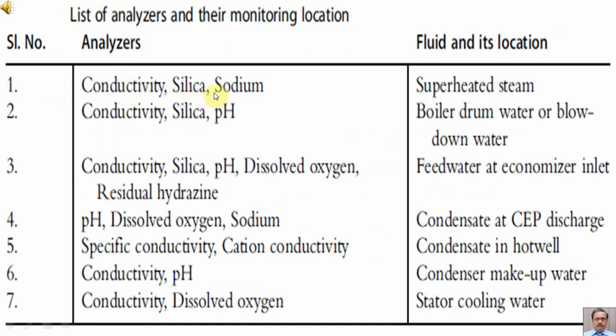Conductivity, silica and sodium analyzers are used in superheated steam. Conductivity, silica and pH analyzers are used in boiler drum water or blow down water. Conductivity, silica, pH, dissolved oxygen and residual hydrazine analyzers are used at feed water at economizer inlet.